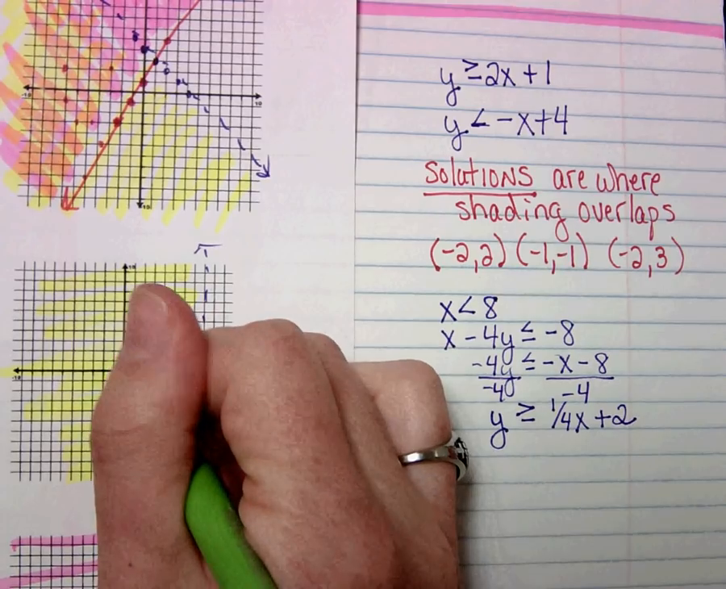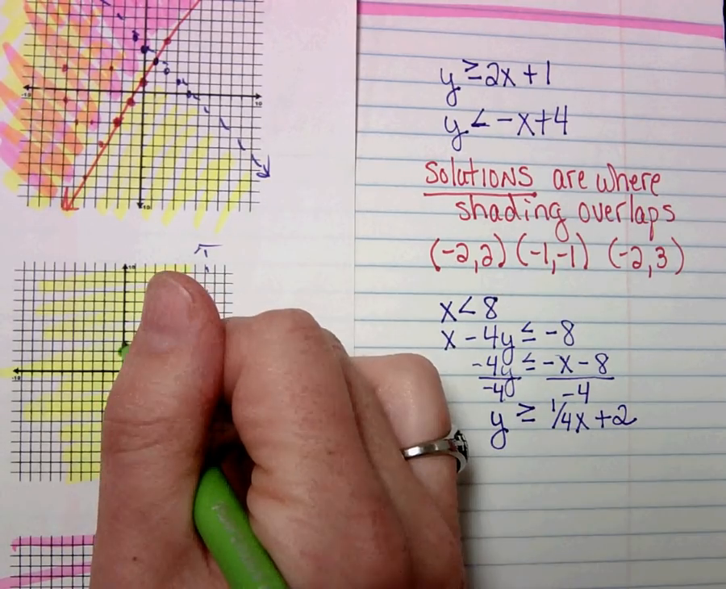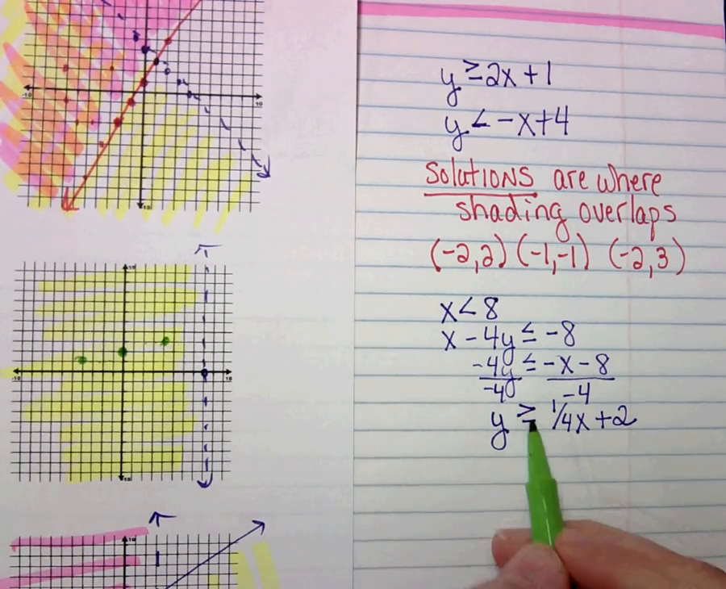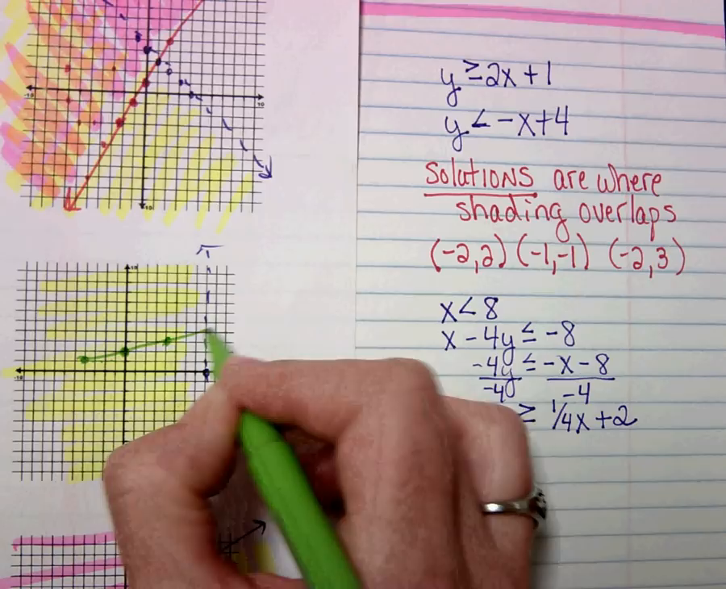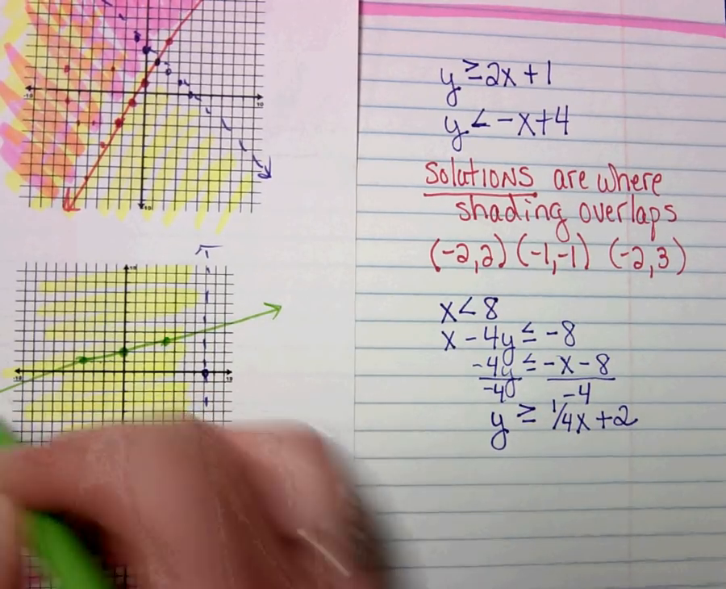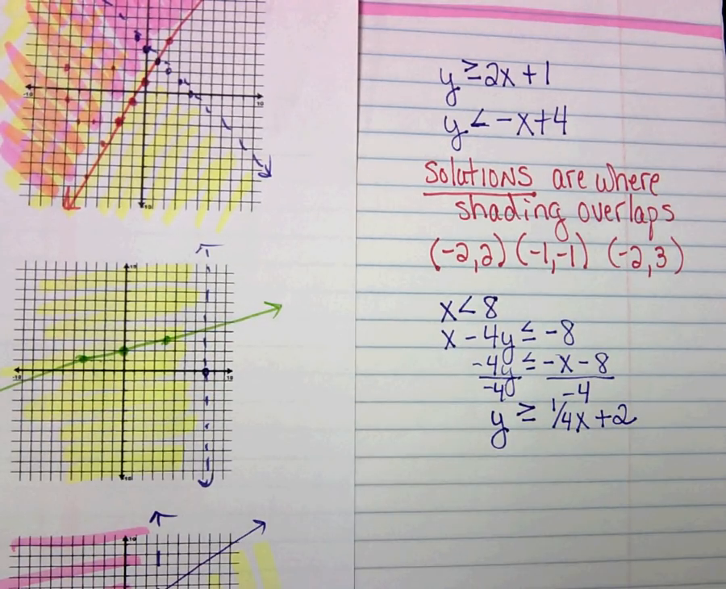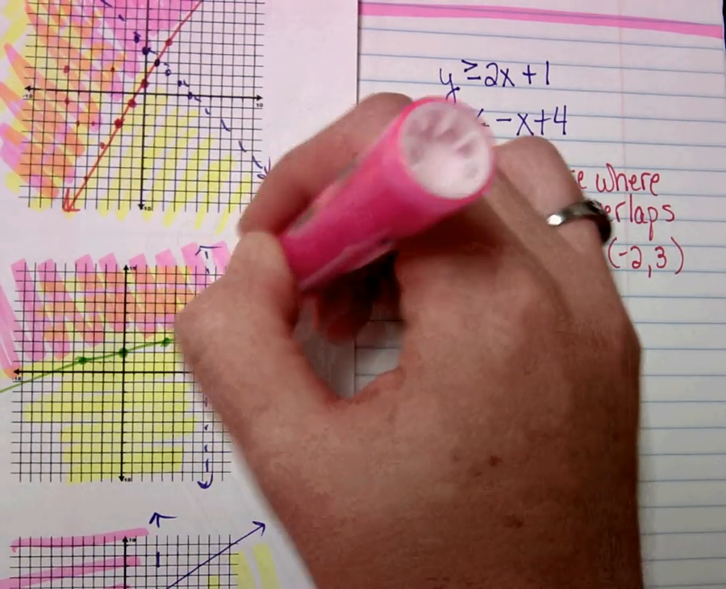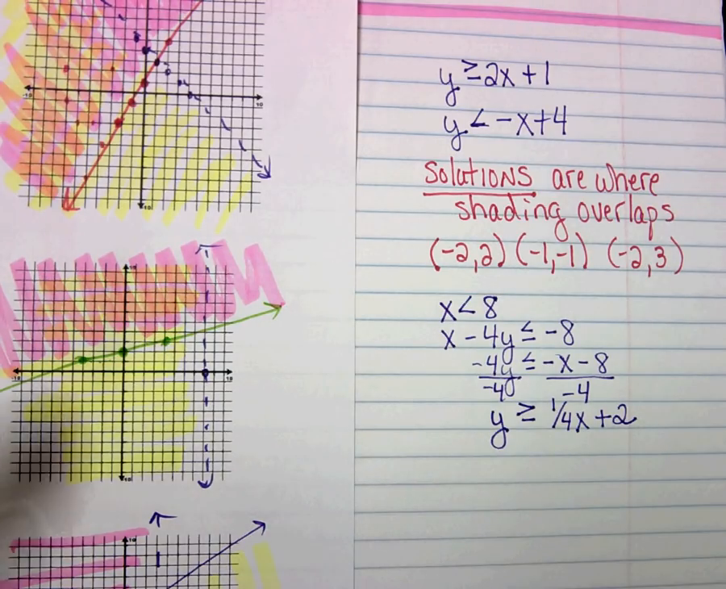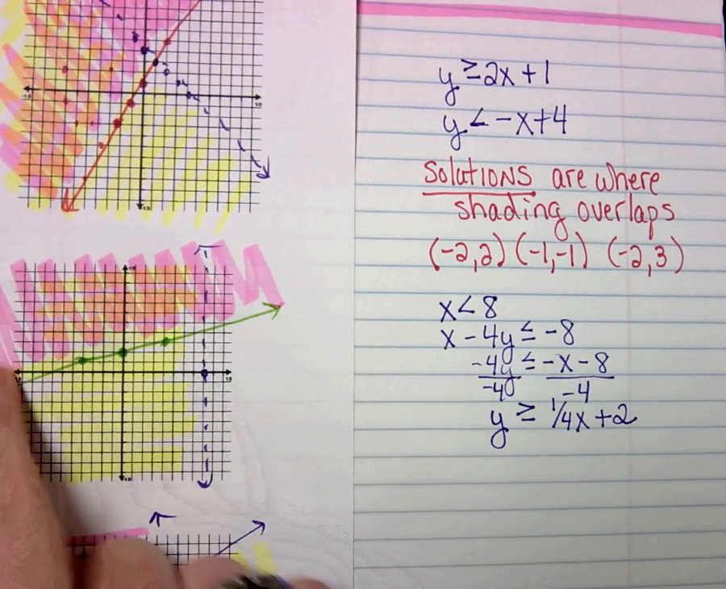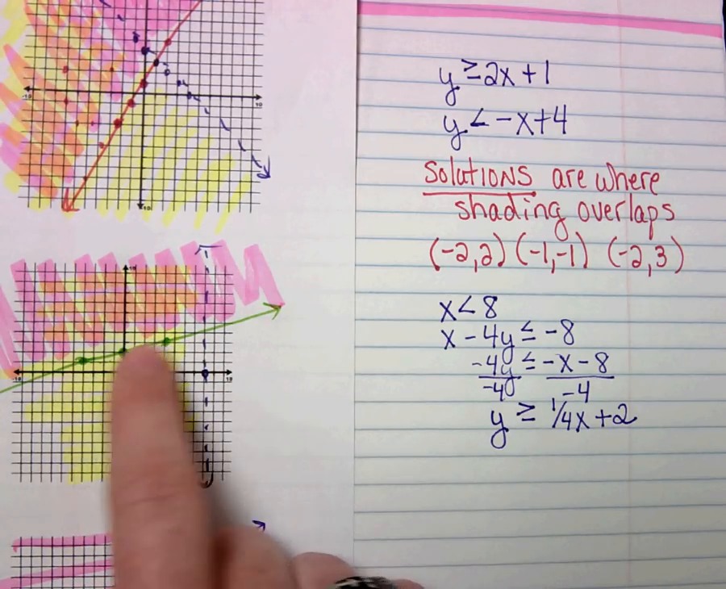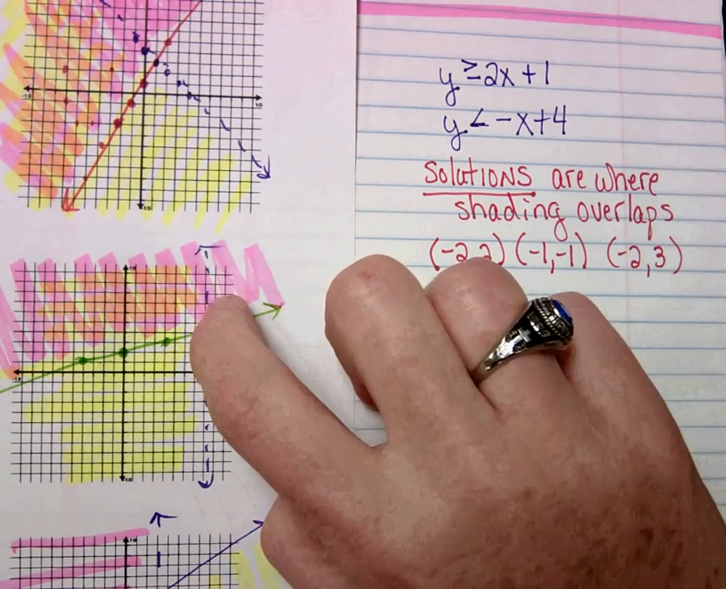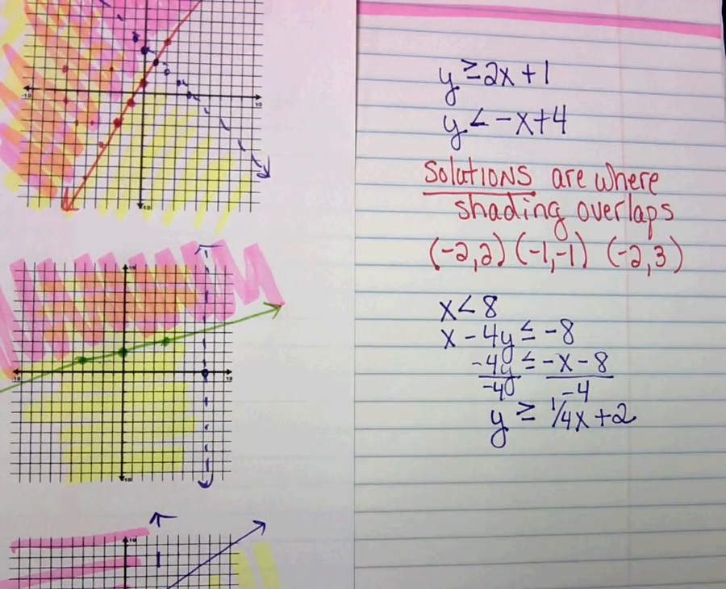So here we have a y-intercept of 2 and a slope of 1/4. I've got an equal to, so I am going to do a solid line. It says y is greater than, so I'm going to shade above the line. But again, the solution area is only where the shading overlaps. In this case, we could also include points on the solid line, but not points on the dotted line.